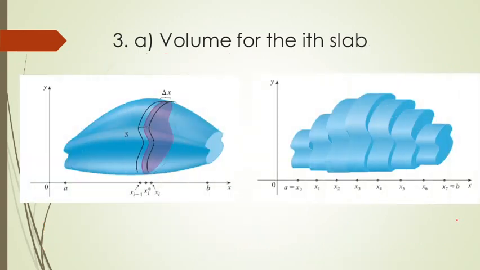Now let's check this graph. I just use my knife to cut 7 pieces. So we get 7 slabs here: 1, 2, 3, 4, 5, 6, 7. Again, we place it from A to B, with equal thickness, which will be b minus a over n, here b minus a over 7.